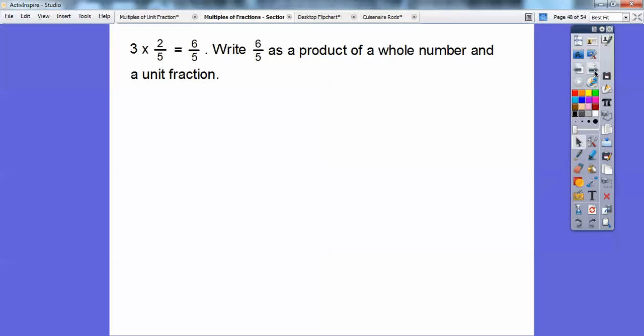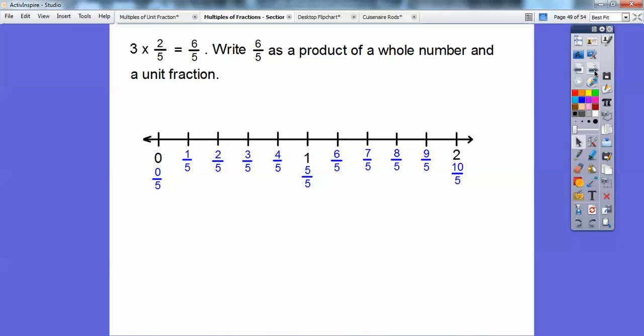3 times 2/5 equals 6/5, so write 6/5 as a product of a whole number and a unit fraction. Okay, we've done this before, so there's my number line, and I cut it up into the fifths right here, fifth size parts, and so we're going to do it as 6 fifths. Here's 3 times 2 fifths right there at 6 fifths. And we're going to write this as the product of whole numbers and unit fractions. Okay, this is 1 times 1 fifth. This is 2 times 1 fifth. This is 3 times 1 fifth, 4 times 1 fifth, 5 times 1 fifth.